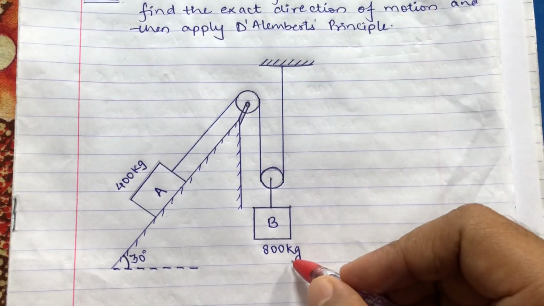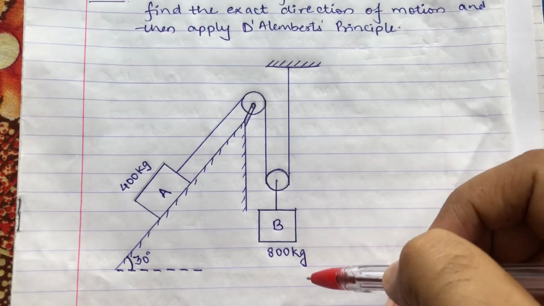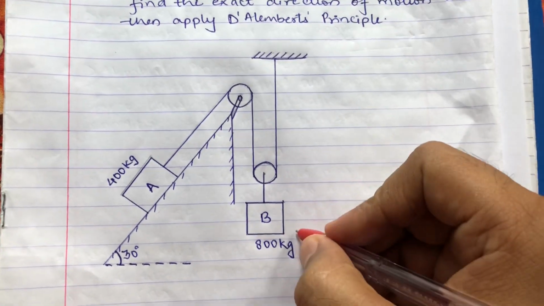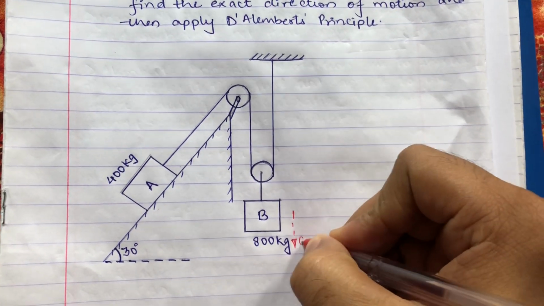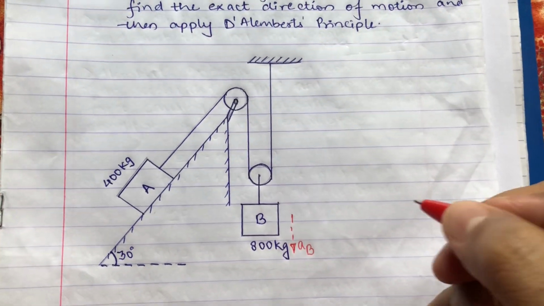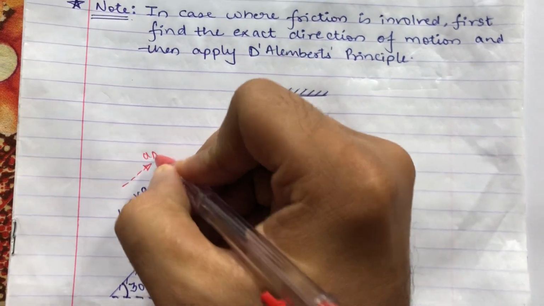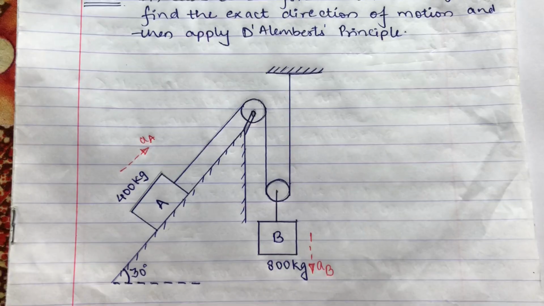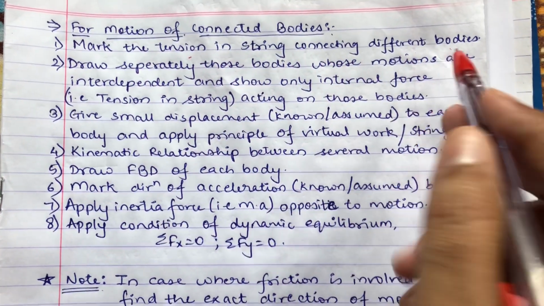So if this is 800 kg, this is 400 kg, that means 400 kg will go above and 800 kg will come down. So for that I'll just mention the acceleration for this body is down and for this body the acceleration is above. Is it clear? Okay, let's start with marking the tension in the string connected to different bodies.